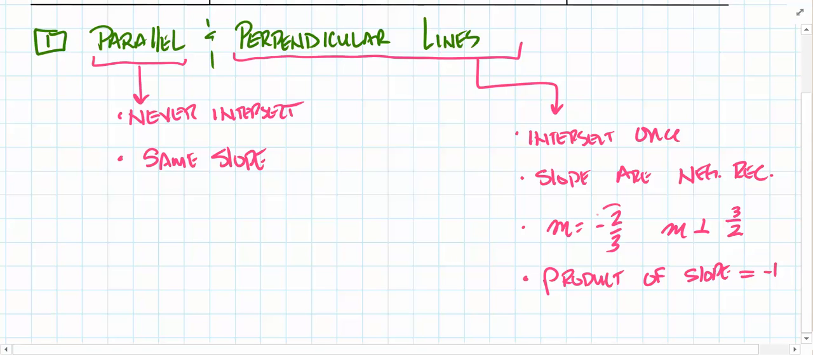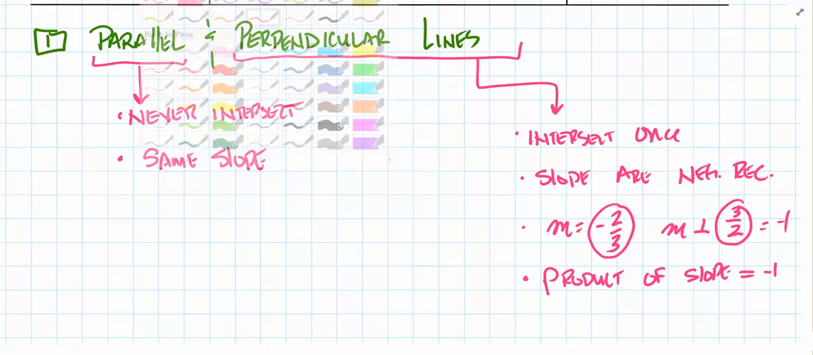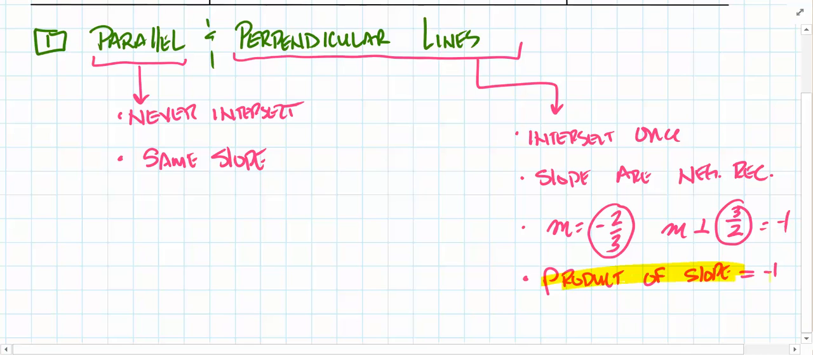Watch, if you don't believe me. What's negative 2/3 times a positive 3/2? It's -1. So this is a new way. You might not have ever heard this part before. The product of their slopes is -1 for two lines that are perpendicular.